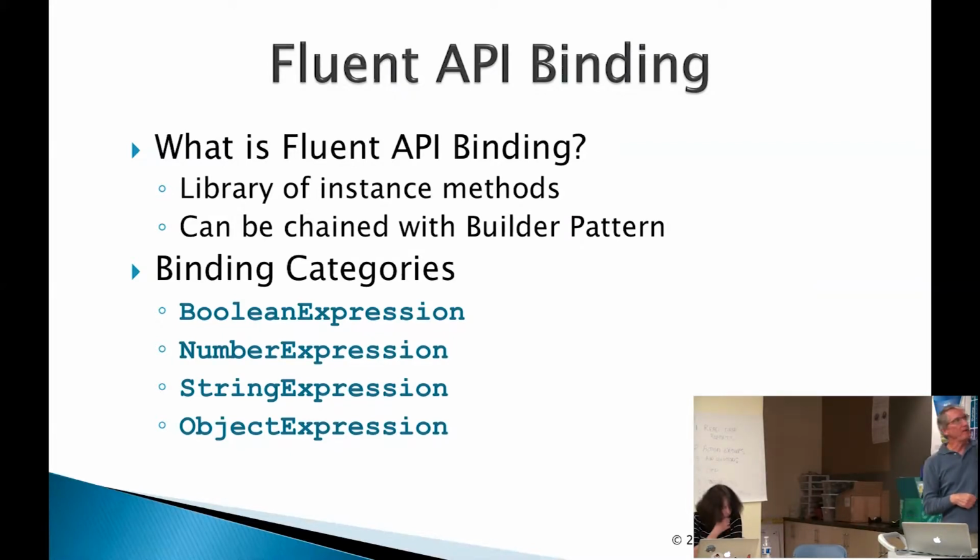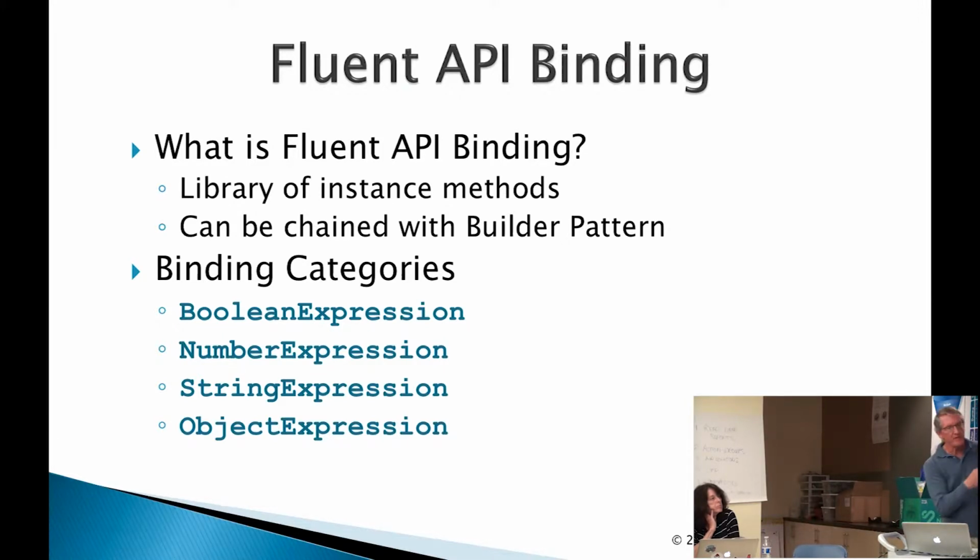So the Fluent API library is divided into these categories that you see here. You can do Boolean expressions, which will apply to a Boolean property or a Boolean binding. Number expressions will apply to properties and bindings for integers, longs, floats, and doubles. And most of these methods have one argument, which is an observable number value, and they're also overloaded in the library for primitive types, like ints and floats and so forth.